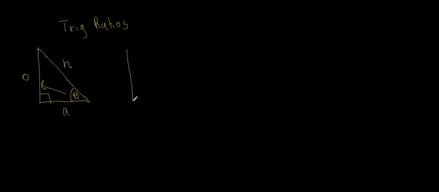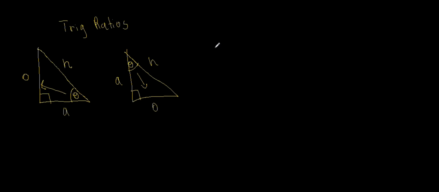Now, if my angle was here, my theta was here, that would mean my opposite is here and my adjacent is here. Hypotenuse remains the same. What I'm trying to show here is that the hypotenuse is fixed, but based on what angle you are given, your values of adjacent and opposite change relative to the angle given.